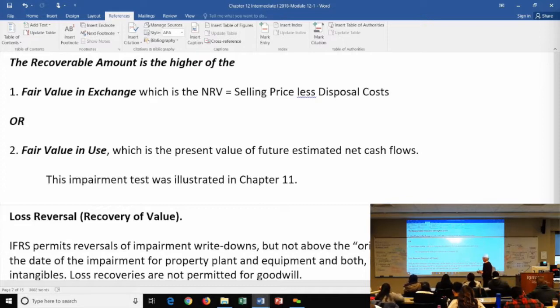What if I tell you it's held for use? If it's held for use, there's no recovery under U.S. GAAP, but you do have a recovery under IFRS. So this is where the theory is going to factor its way in. Even though there's no multiple choice or theory questions, it's going to find its way onto the exam with respect to these nuances, so to speak.